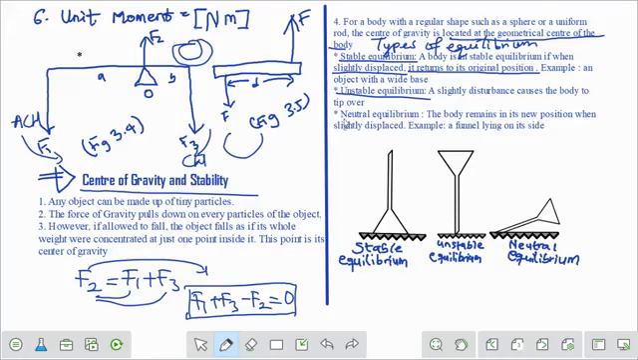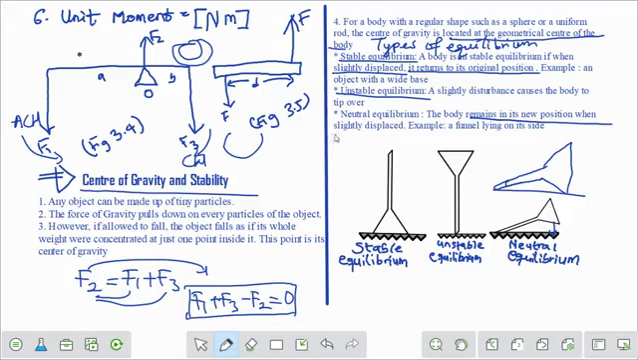Now, neutral equilibrium. The body should rest on this, like this. Sorry about that. It should kind of rest on it. I hope you understand. So the body remains in its new position when slightly displaced.